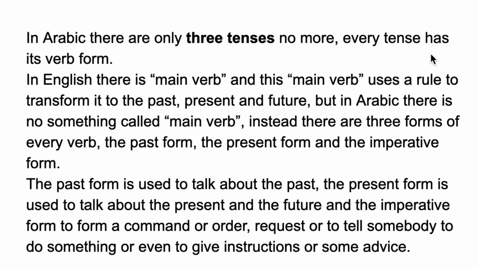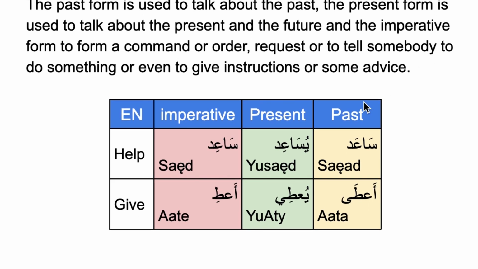Now, let's see how we can use them with verbs. As you can see here, the translation of these verbs: ساعد, help in the past; يساعد, helping in the present; ساعد, help, which is the imperative. The same with the second verb: أعطى, in the past, gave; يعطي is giving; أعطِ means give. We're gonna use the verbs يساعد and يعطي throughout the lesson.